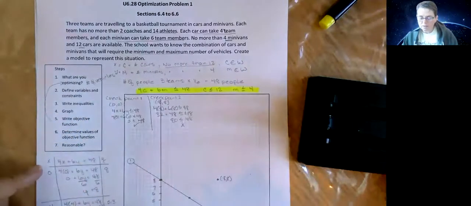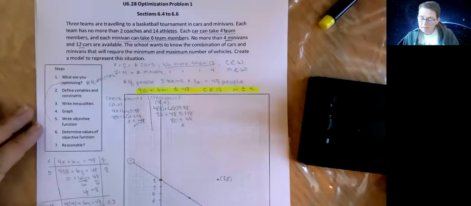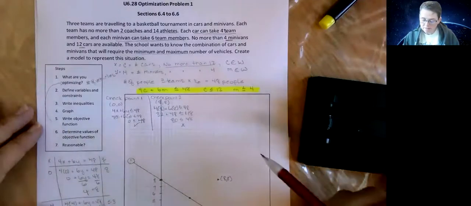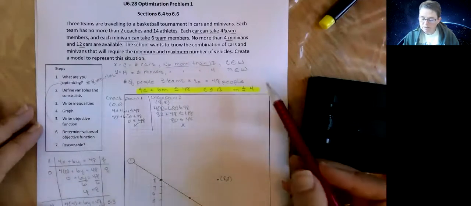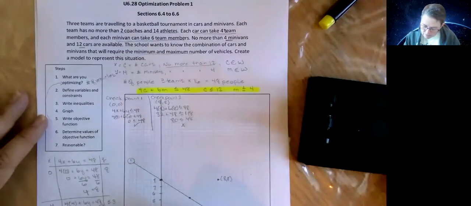All right. So for this line, we're talking about the number of cars and stuff, so it's going to be whole numbers.